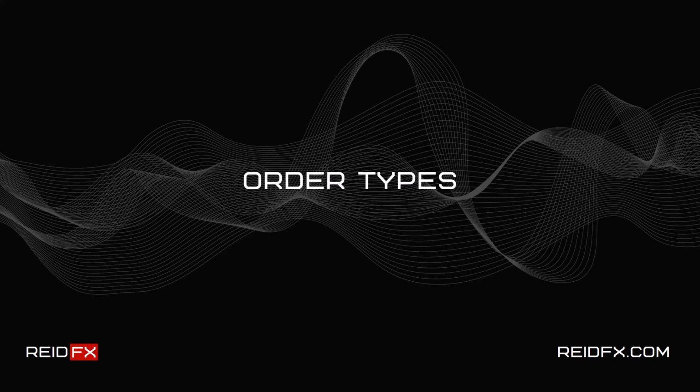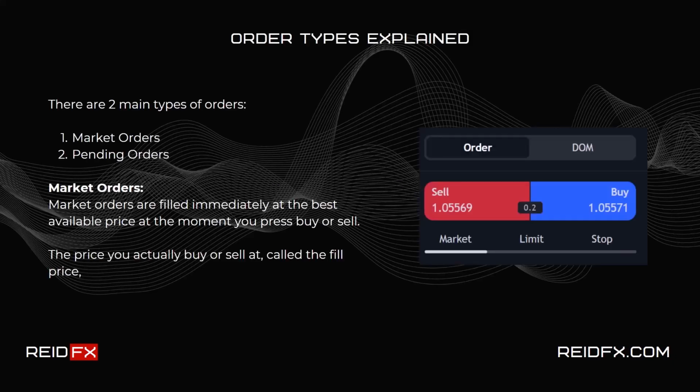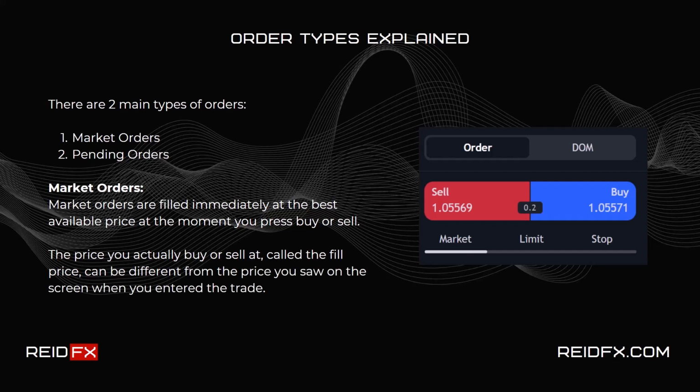In this lesson then, we're going to look at order types. There are two main types of orders. We have market orders and pending orders. Market orders then are filled immediately at the best price available at the moment you press buy or sell. Now the price that you actually buy or sell at, which is called the fill price, can be different from the price that you saw on the screen when you entered the trade.